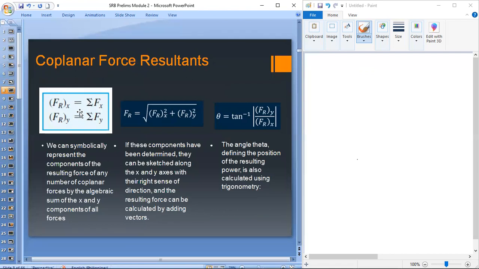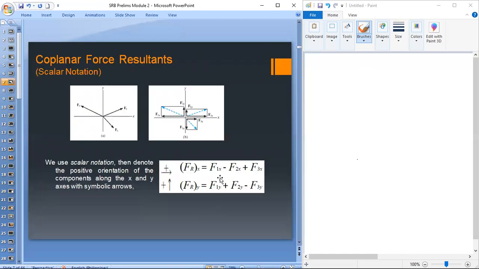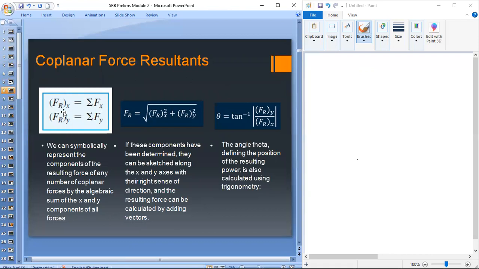Okay? And then, coplanar force resultant. Same lang din, summation of your forces, no? Pagbuha ng summation of forces. Kasi nga, dun sa x and y natin, sa scalar notation, yun lang yung pagbuha ng resultant forces. Okay? So, same with your direction of your force, no? Of your resultant force. Alam siya sa tan theta. Pagkuha ng angle.